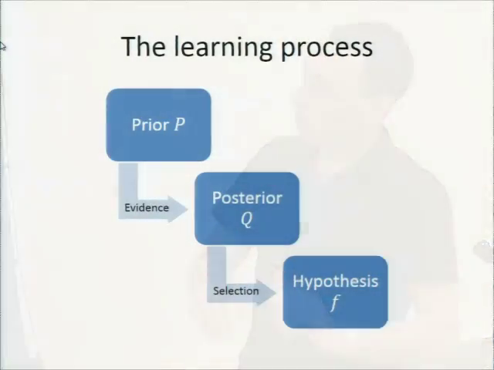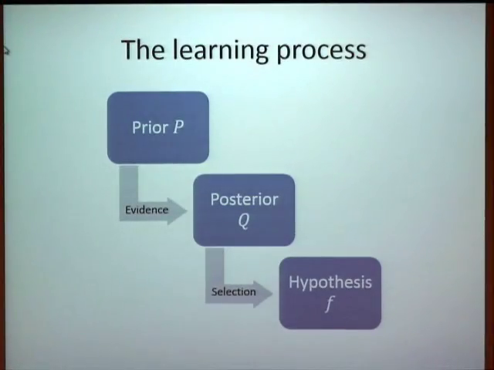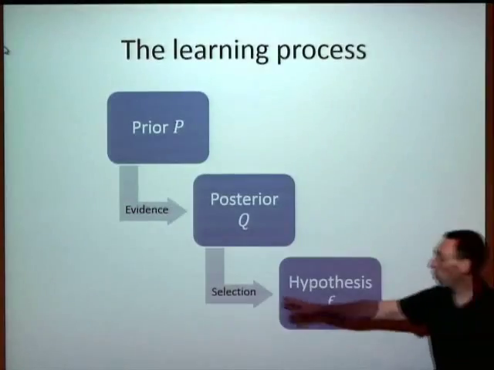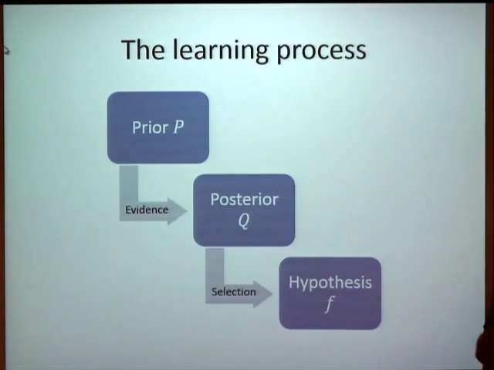The way I would like you to view it is that the process of learning is made of three stages. We begin with some prior about the world, and then we see some evidence, for example labeled and unlabeled examples, from which we generate a posterior. Once we have this posterior belief, we select a hypothesis with which we'll make our forecasts and predictions. My talk today is going to focus on this part: once we have our posterior belief, what hypothesis should we choose to make our predictions?